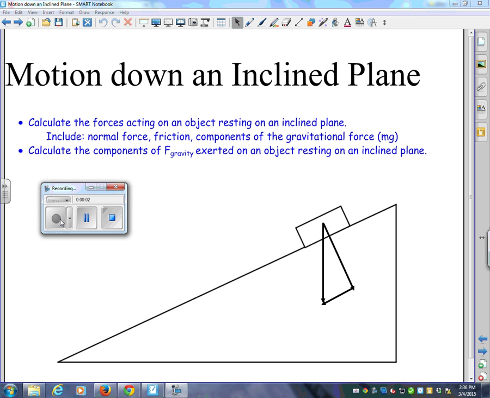Okay, well anyways, let's talk today about motion down an inclined plane. Now an inclined plane is simply a fancy word for a ramp. If you look at the Manitoba curriculum, it says calculate the forces acting on an object resting on an inclined plane, including the normal force, friction, components of the gravitational force, and then you will calculate the components of F gravity exerted on an object resting on an inclined plane, and then you will solve problems with that.